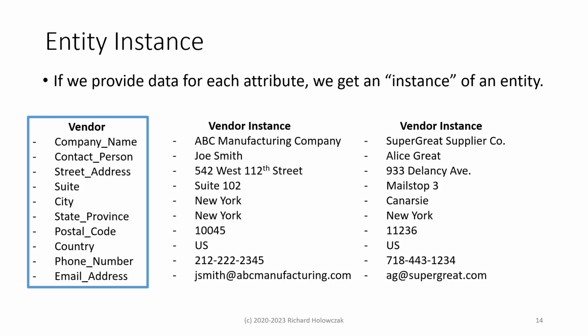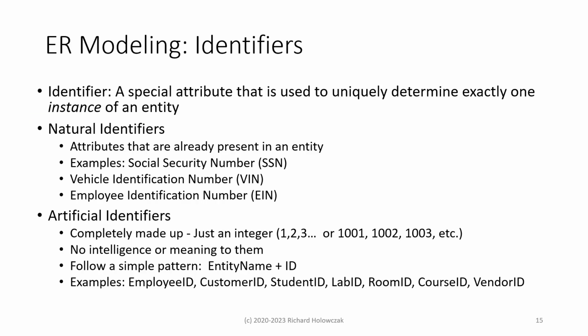But there's another reason why I wanted to talk about instances. And that is, depending on the entity and the attributes, it may be important to be able to tell one instance apart from another. And that job goes to the identifier. The identifier is the third important piece in an entity relationship model. The identifier is a special attribute that is used to uniquely determine exactly one instance of an entity.